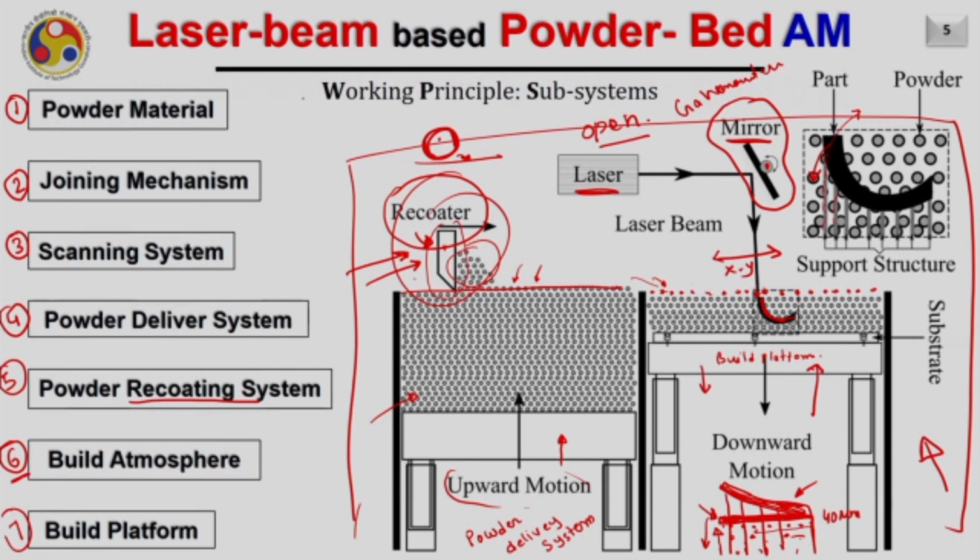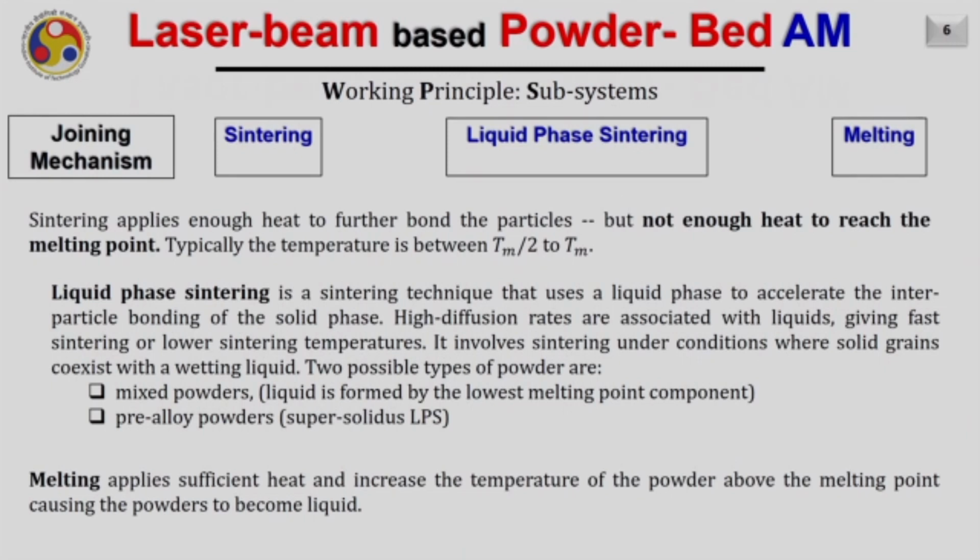So, we will discuss in detail the different types of these subsystems, and then we shall discuss the appropriate combinations of these subsystems in the commercially available machines. So, let us now discuss each and every subsystem of laser beam based powder bed additive manufacturing. The first is of course the joining mechanism. How are two layers going to join together in the case of laser beam based powder bed additive manufacturing?